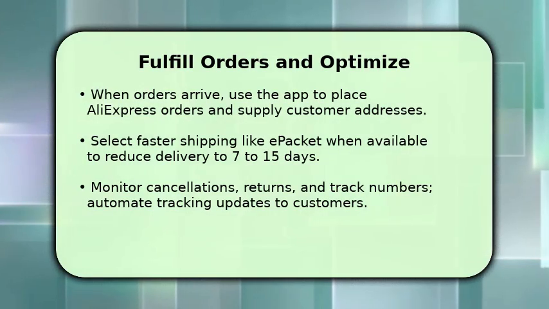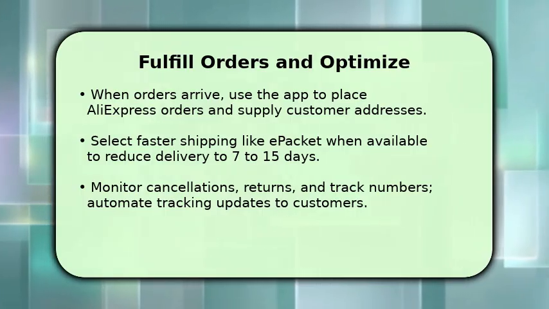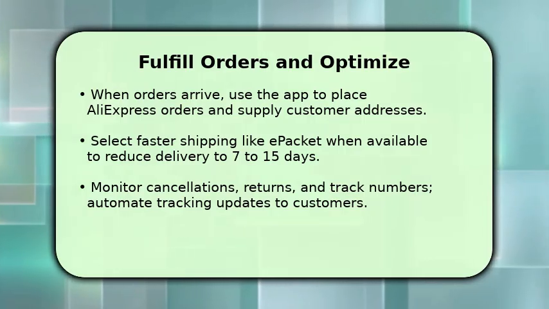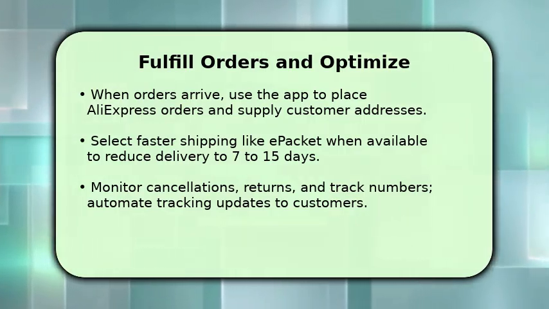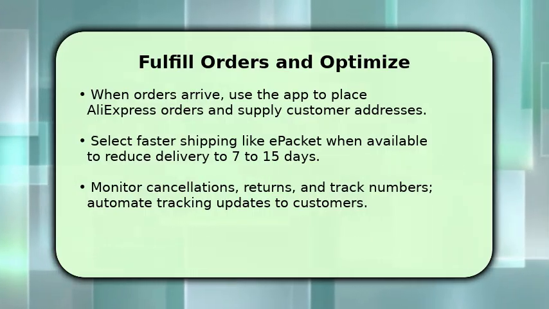When a customer orders, open your dropshipping app to fulfill the Aliexpress purchase automatically. Confirm product variant, quantity, and paste the customer shipping address at checkout. Choose expedited shipping when available, for example e-packet, to reduce delivery to 7 to 15 days.